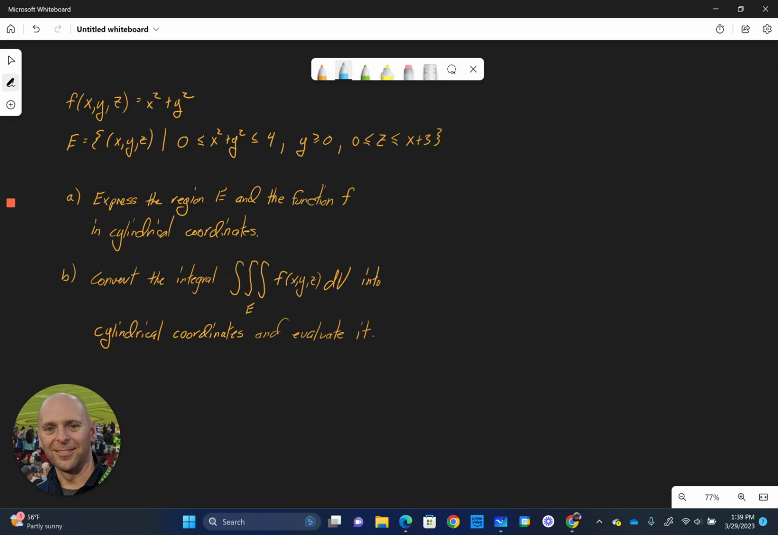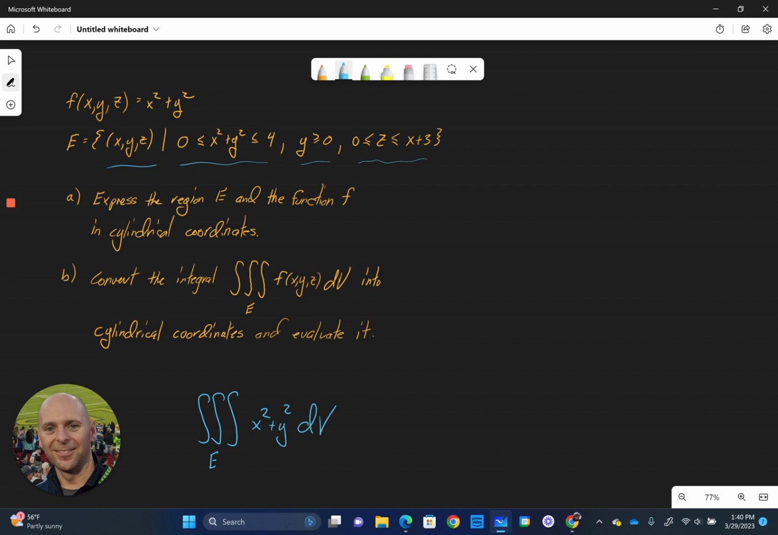We're given the set of all points x, y, and z such that x squared plus y squared is bounded between 0 and 4, y is bigger than or equal to 0, and z is bounded between 0 and x plus 3. And we've been given a particular function that we're going to be integrating over, x squared plus y squared. So we are talking about the triple integral over the solid E of x squared plus y squared dV.